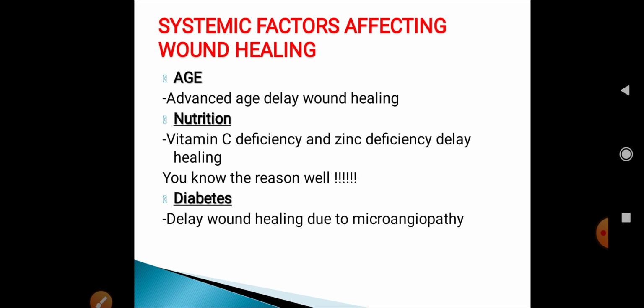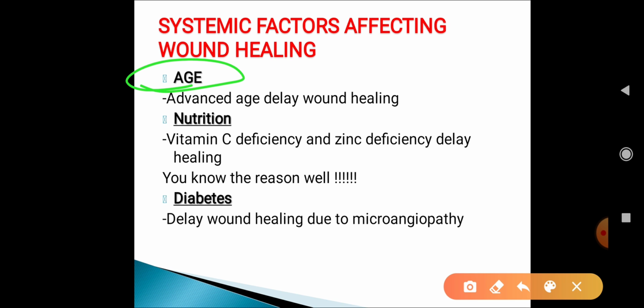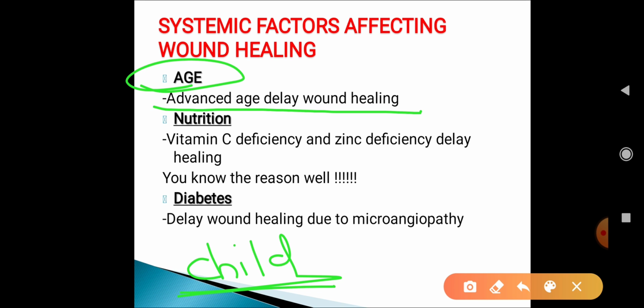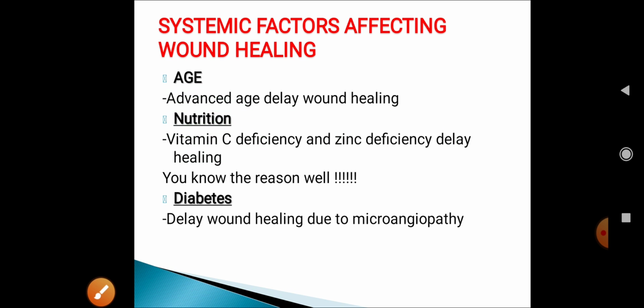Okay, now we will see which are the systemic factors that will affect your wound healing. So the first systemic factor is the age, right? If your age is advanced, then your wound healing will be slow. In children, wound healing is faster, right? Second important factor is nutrition. You already know that zinc is required for the activity of the matrix metalloproteinase and vitamin C is required for the tensile strength of collagen. So if you are having zinc and vitamin C deficiency, then your wound healing will be delayed.